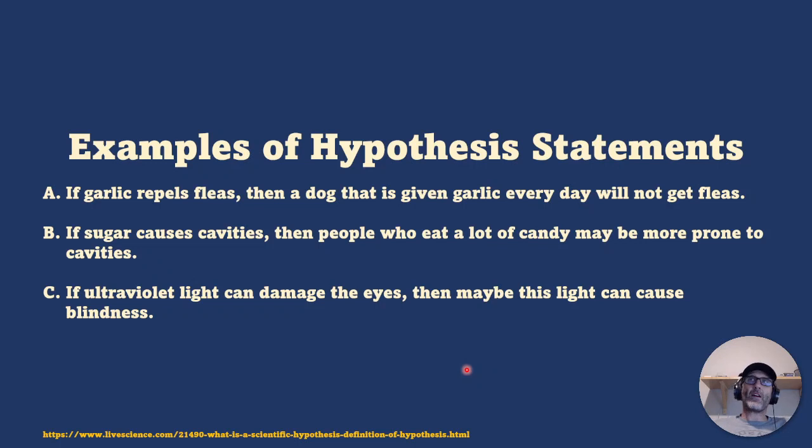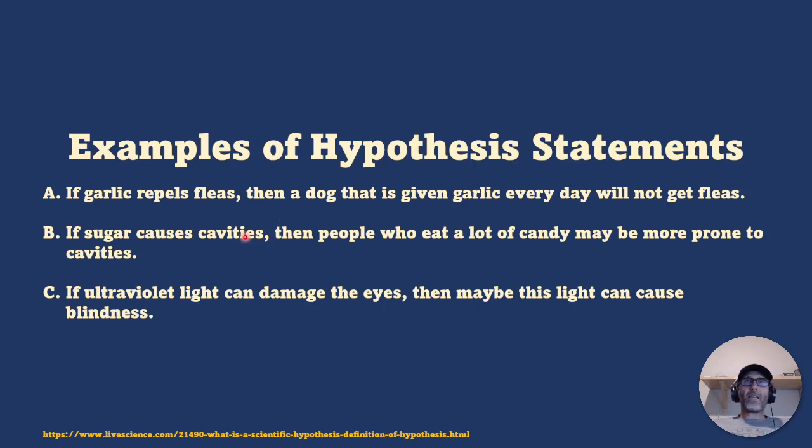So some examples of hypothesis statements. If garlic repels fleas, then a dog that is given garlic every day will not get fleas. So garlic would be the independent variable, and fleas would be the dependent variable. So as you manipulate the amount of garlic given to the dog, it should manipulate the amount of fleas you might see in the dog.